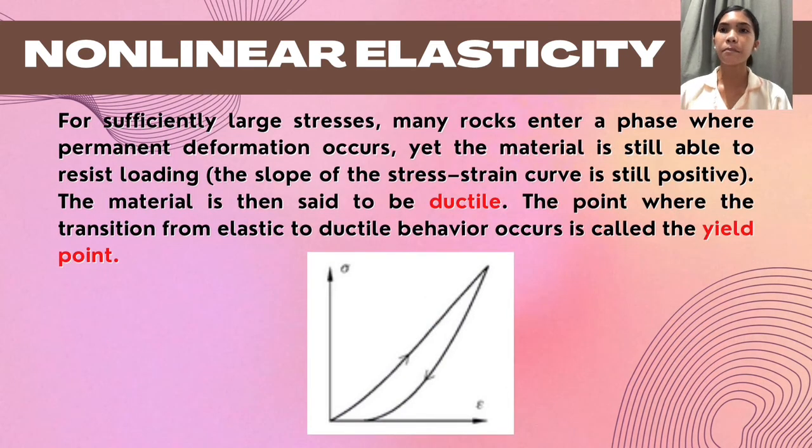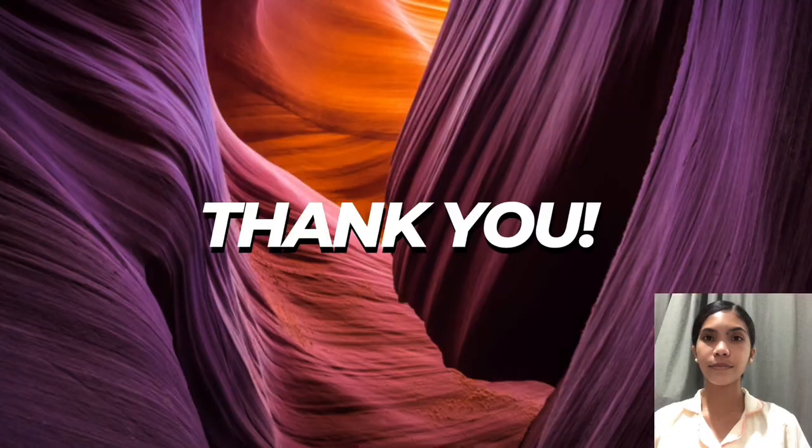Another figure that we can see below: for sufficiently large stresses, many rocks enter a phase where permanent deformation occurs. Yet, the material is still able to resist loading, and the material is then said to be ductile. The point where the transition from elastic to ductile behavior occurs is called the yield point.